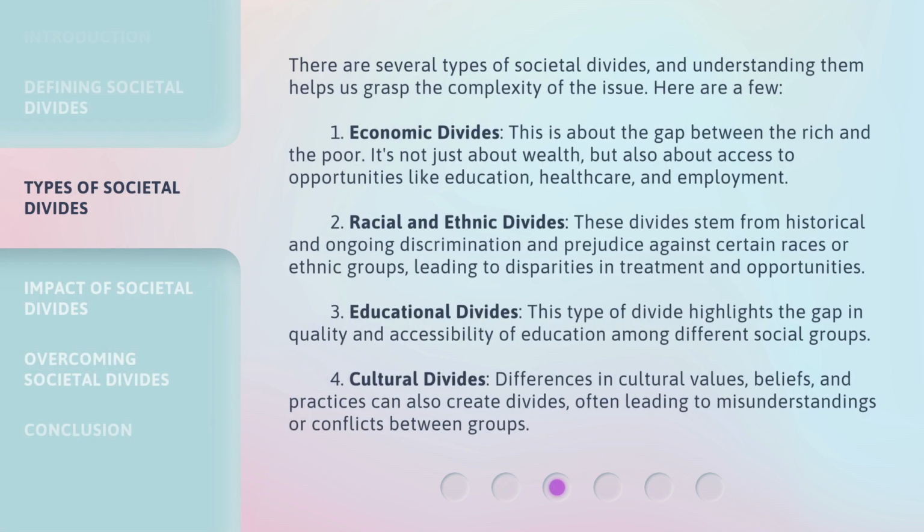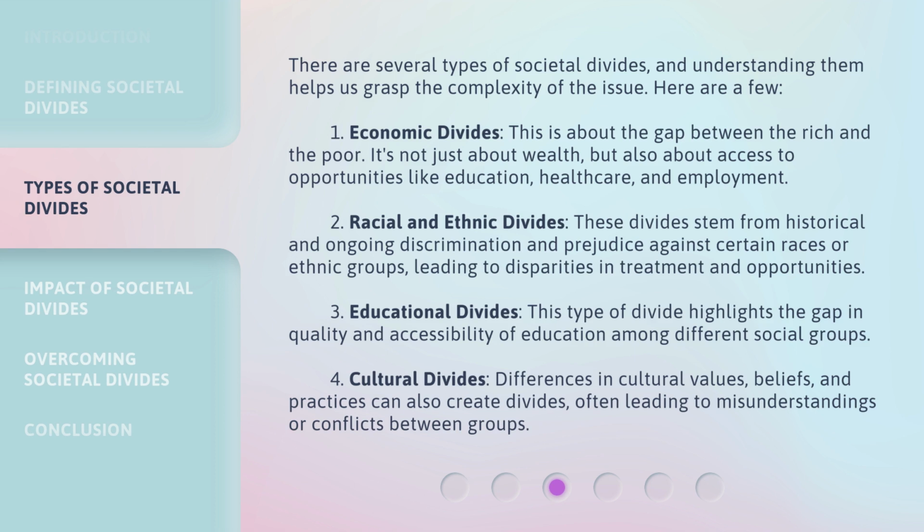There are several types of societal divides, and understanding them helps us grasp the complexity of the issue. Here are a few. 1. Economic divides. This is about the gap between the rich and the poor. It's not just about wealth, but also about access to opportunities like education, healthcare, and employment.